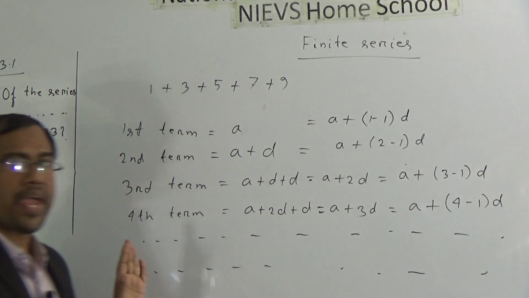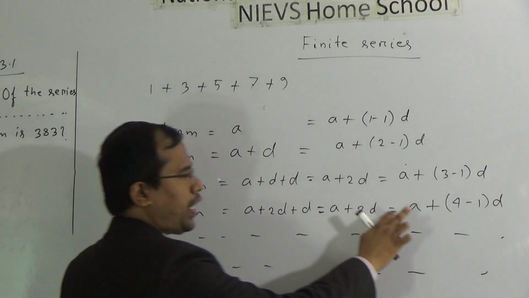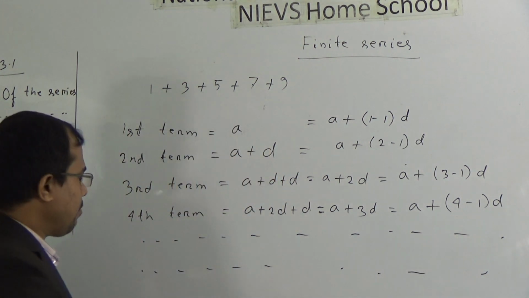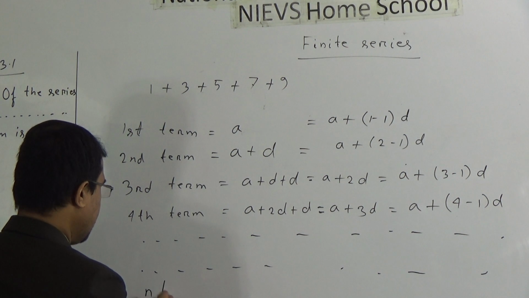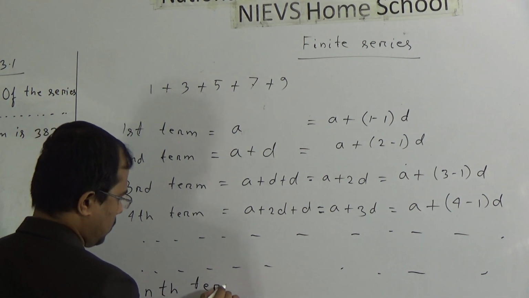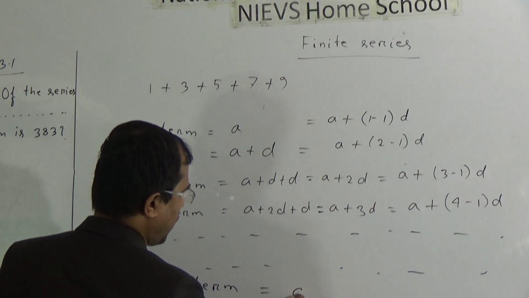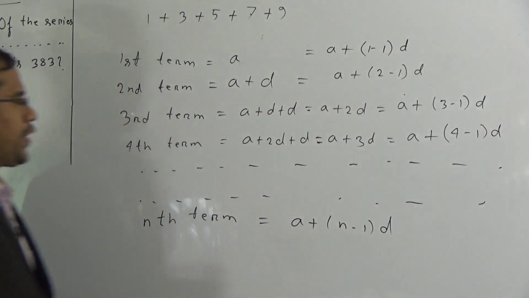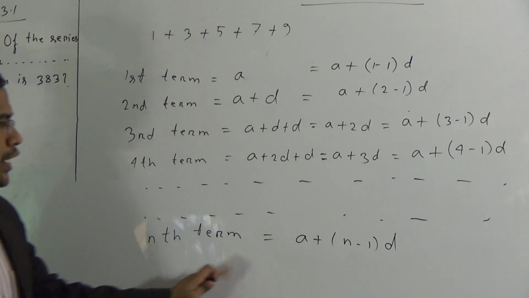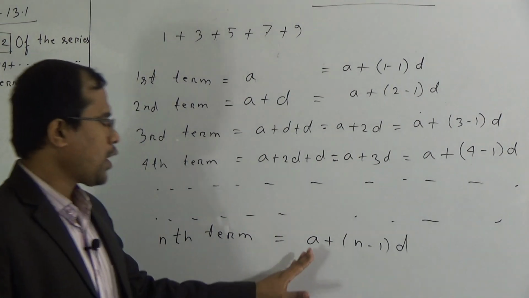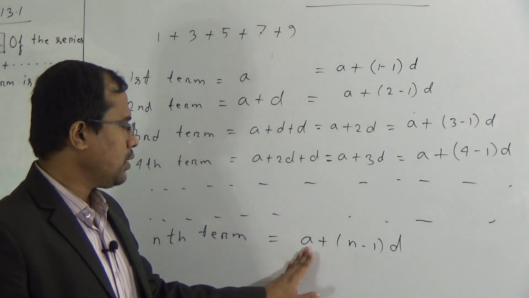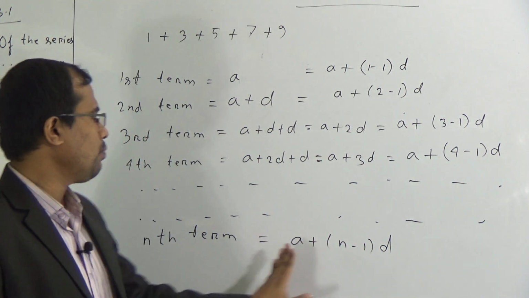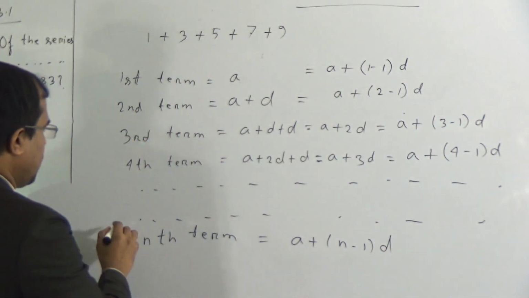Similarly, in case of the nth term, we will write a plus n minus 1 into d, where n is a variable. Therefore, nth term is equal to a plus n minus 1 into d. Dear students, this is a formula. If the first term of an arithmetic series is a and common difference is d, then its nth term will be a plus n minus 1 into d.